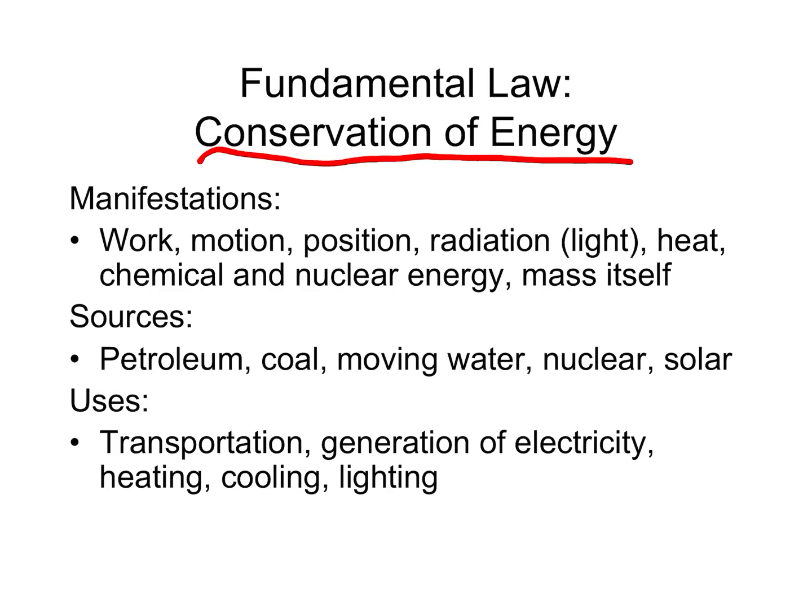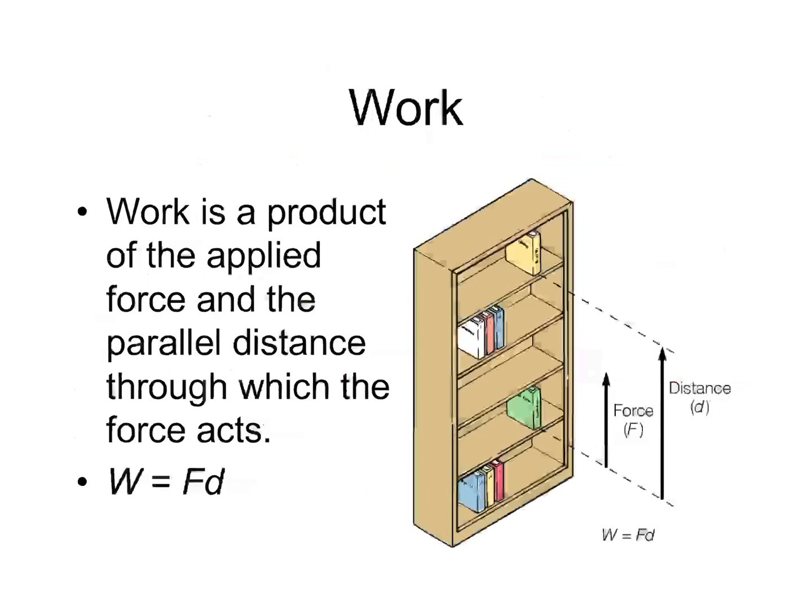Some sources that we get energy, we'll talk about this in a little while throughout the chapter, is things like petroleum and coal. And of course with the dam we've got moving water, we've got nuclear power and solar power. So all pretty cool stuff right there. And then it's used in things like, obviously, transportation. We have to have energy in order to drive our cars. Generation of electricity. Thank goodness for electricity, right? Heating, cooling, lighting, things like that.